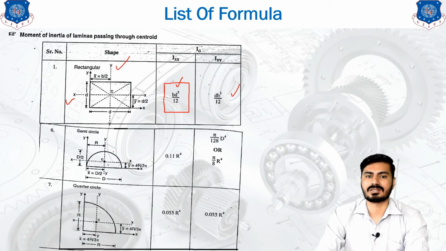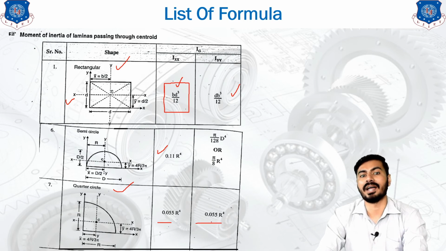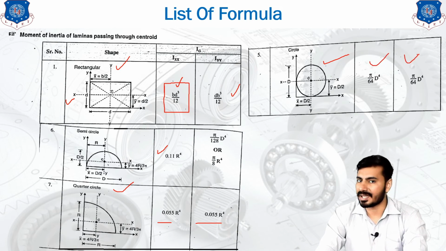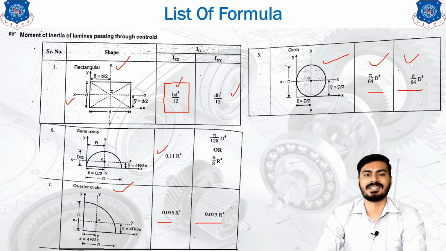Okay, now we will see the semicircle. In the previous slide, we derived the formula for the semicircle, and for the semicircle IXX is given as 0.11 r raised to 4 and IYY is pi by 8 d r raised to 4. For the quarter circle, the same method can be applied, and the formulas for x and y are given by this. Similarly, if you apply the same method for the circle, we have seen in the first slide for the circle, and we know the formulas for IXX and IYY are both the same, and that is nothing but pi by 64 d raised to 4 for both of the axes. Okay, so these were the basic shapes.